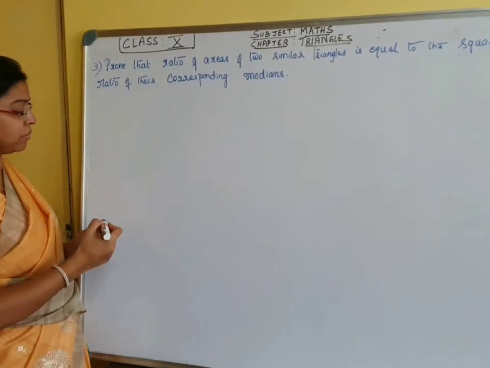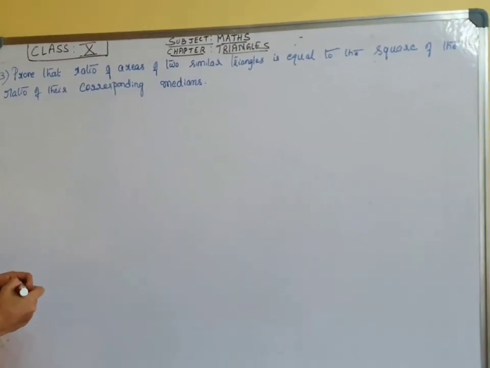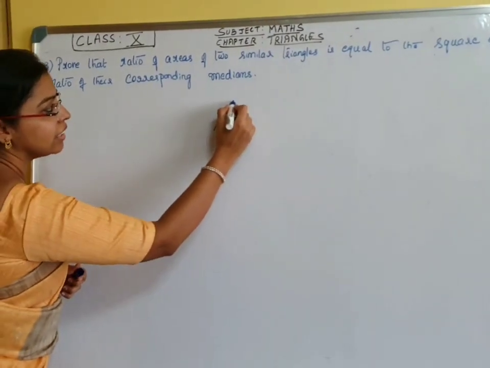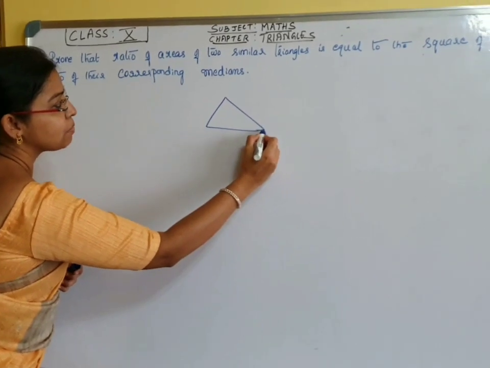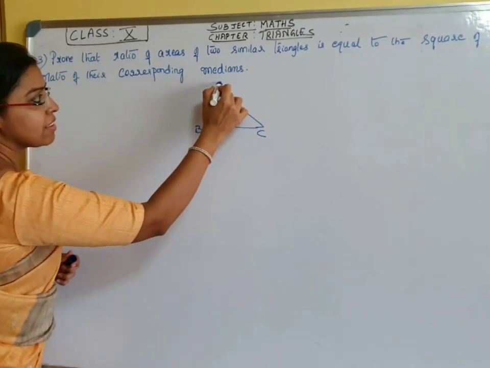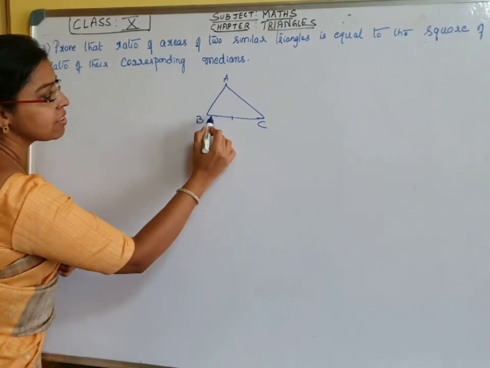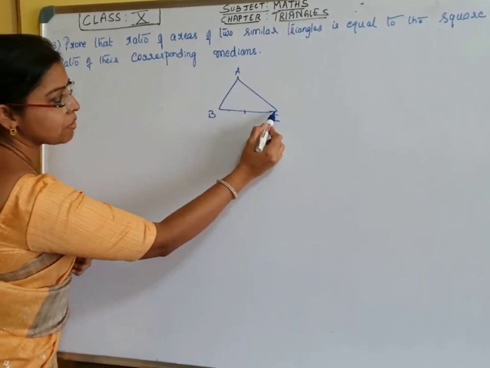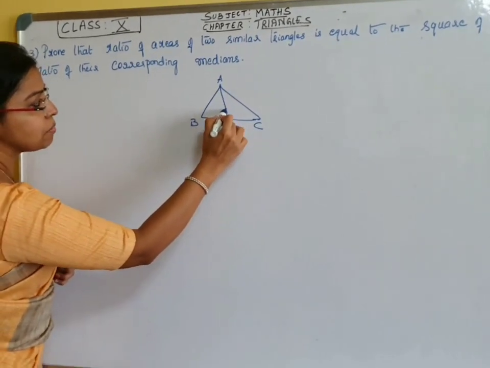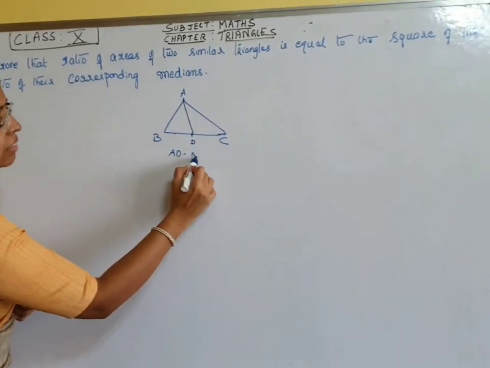We will go to the next problem. Prove that the ratio of areas of two similar triangles is equal to the square of the ratio of their corresponding medians. What is a median? In any triangle, let ABC be a triangle, a line which passes through a vertex and the midpoint of the opposite side. Which is the opposite side for this vertex A? BC is the opposite side and this is the midpoint. So the line which passes through the vertex and the midpoint of the opposite side is called a median. AD is the median here.